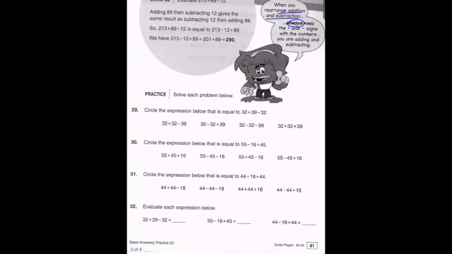So we'll look at problem 29. It says, circle the expression below that is equal to 32 plus 39 minus 32.